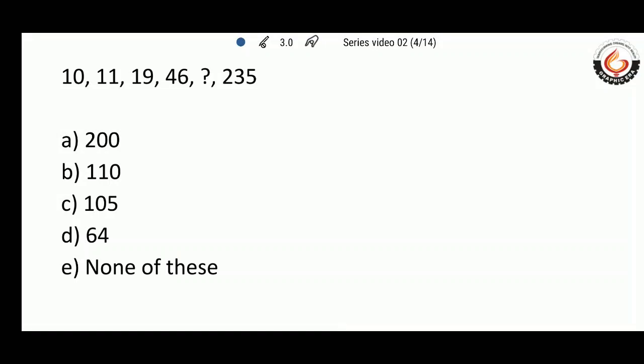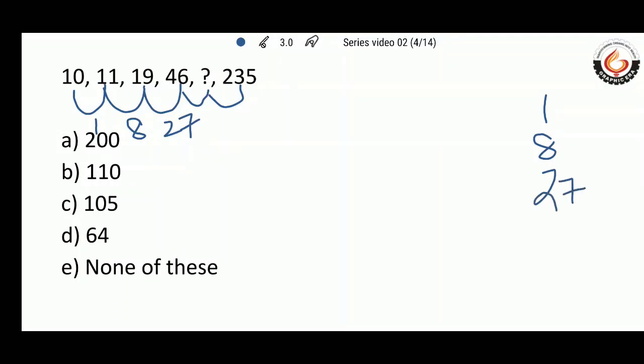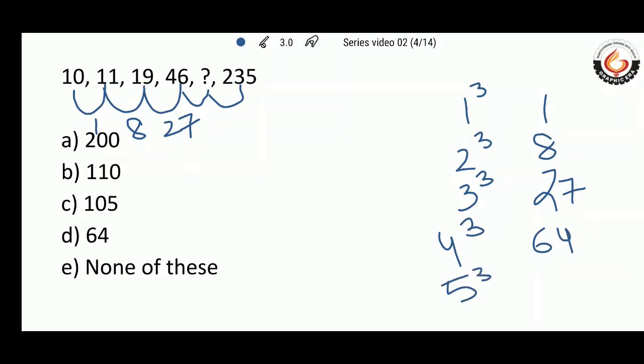Okay. For example, what we see here is addition of 1, addition of 8, then 27. We don't know what is here and we don't know what is here. But what did you see in 1, 8 and 27? I can say that 1 is 1 cube, this is 2 cube, this is 3 cube. So potentially the next should be 4 cube and the next should be 5 cube.